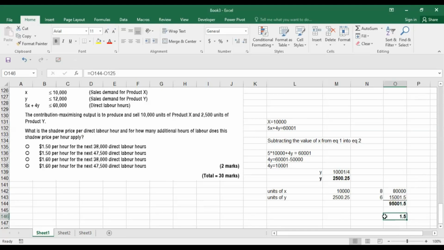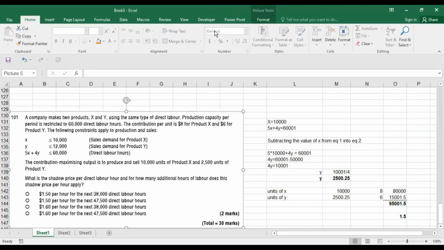Listen, understand the scenario. You are already selling 10,000. 10,000 is your maximum sales demand of product X. You cannot sell more than 10,000. You are already planning the contribution; the maximum output is to produce and sell 10,000 of product X. So maximum demand is 10,000 and you are already budgeting for 10,000. So you cannot increase the production of X.